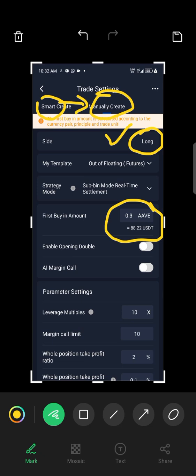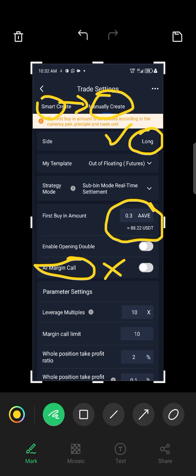I remember that I've said in other videos that we are using 5% of our capital to enter the market. So assuming my capital is $100, it means my first buying amount will be $5. We enter the market small, and then we open our margin calls plenty, so that we make more money from that side. And the AI margin call is also deactivated. We don't activate it.